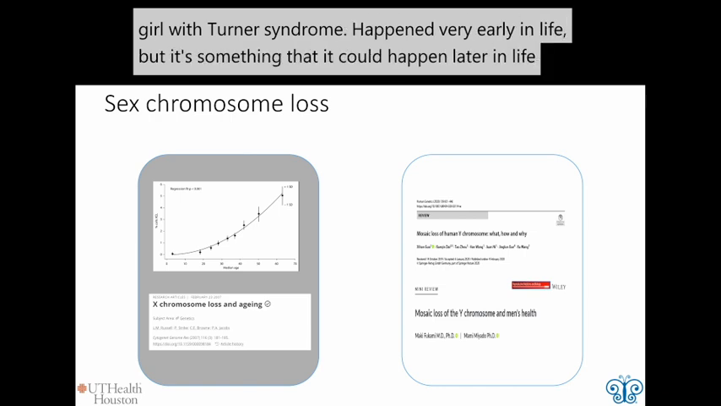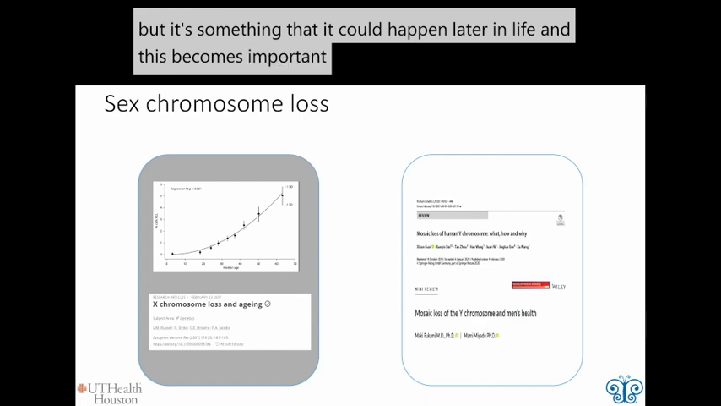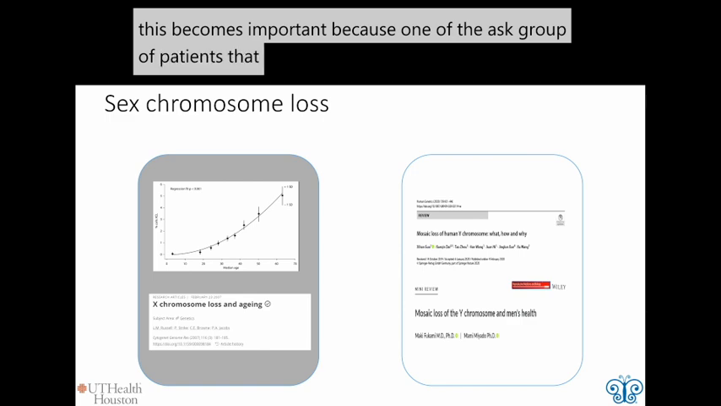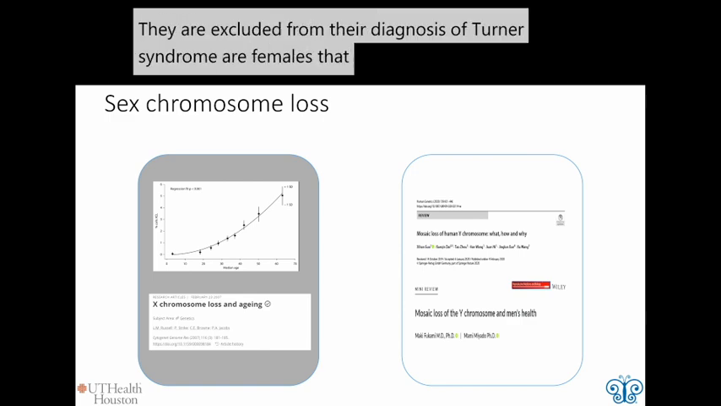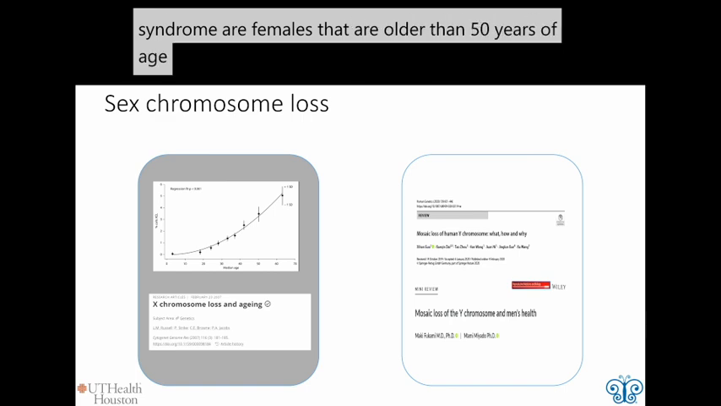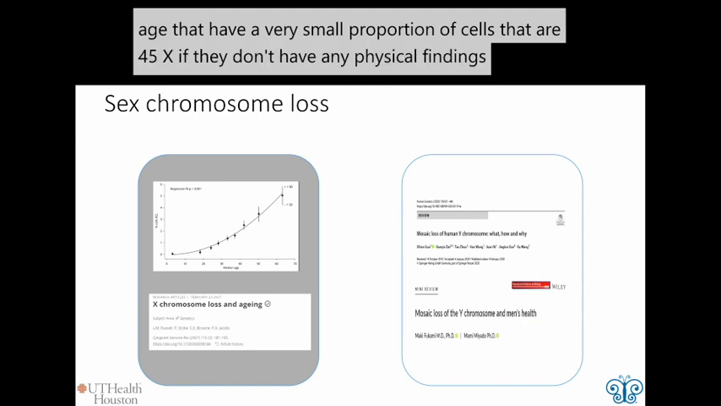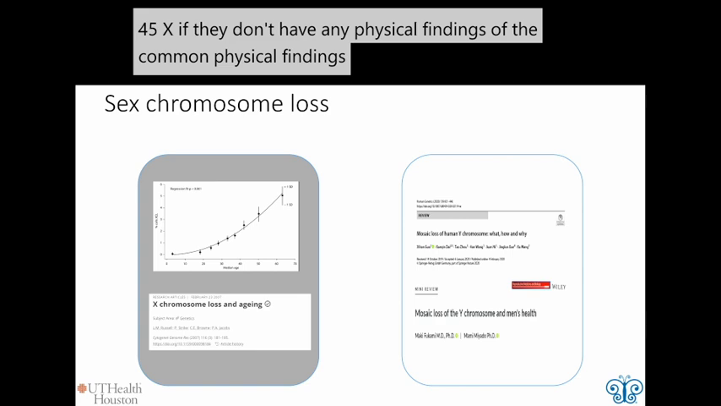And this becomes important because one of the groups of patients that are excluded from the diagnosis of Turner syndrome are females that are older than 50 years of age that have a very small proportion of cells that are 45,X, if they don't have any of the common physical findings that we see associated with Turner syndrome.